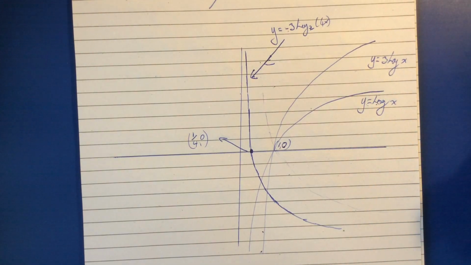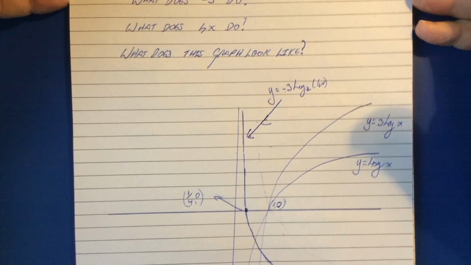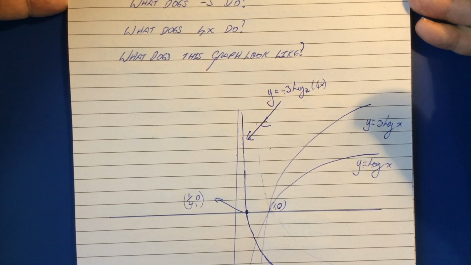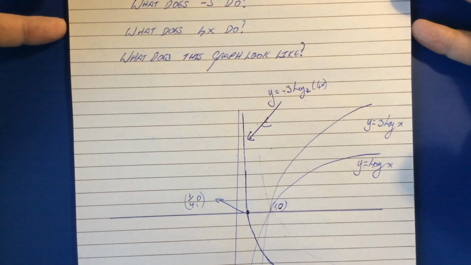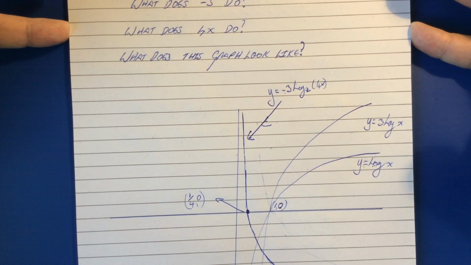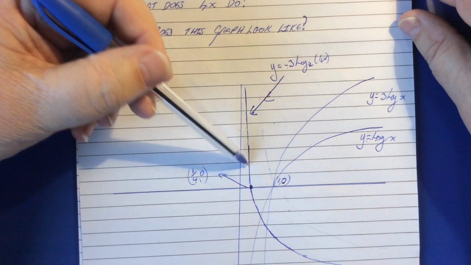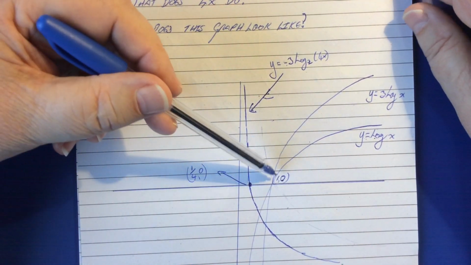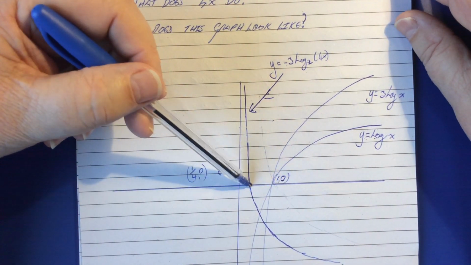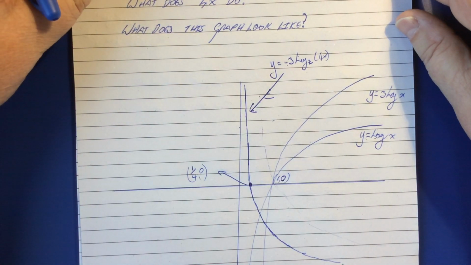But for the moment, the answer to our questions, what does negative 3 do? Well, it reflects and dilates this. What does the 4 in 4x do? Well, it moves the graph towards the y-axis, and it's a factor dictated by this number here.